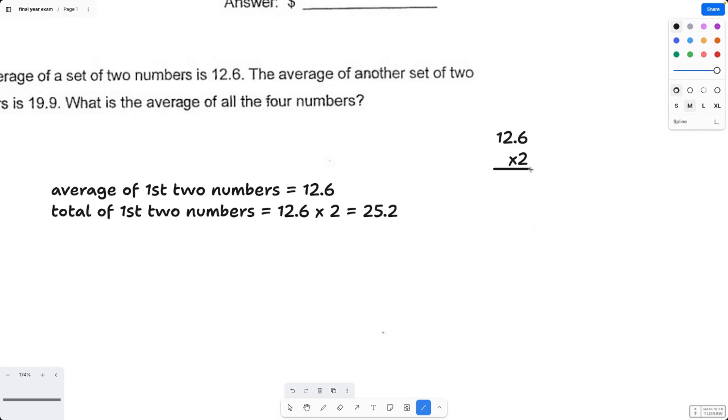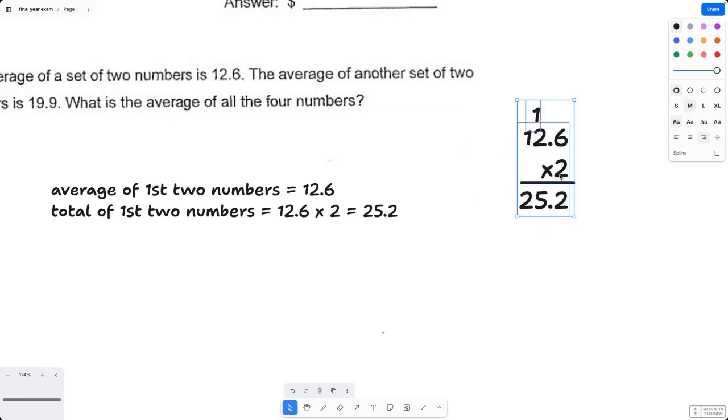For me, I'm okay with working mentally, but always double check, right? 6 times 2 is 12. Put 1 over here. So 1 times 2, 2 times 2 is 4, plus 1 is 5, and then 2. Always double check. Okay, there you go. So that's the answer, 25.2.